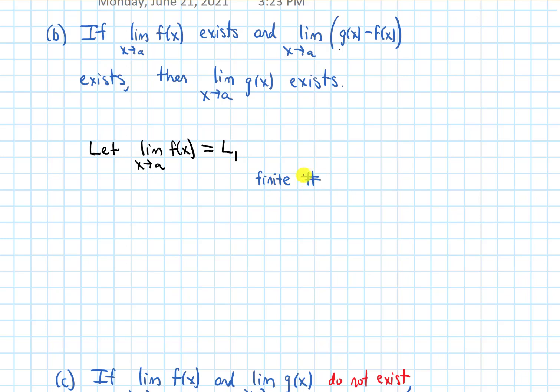I'll just write a hashtag to indicate it's a number. And the same thing has got to be true about this other limit, the limit as x approaches a of g of x minus f of x. It tells me that one exists as well, so let's say that this is L2, and that is a finite number because the problem tells me that limit exists. Okay, that's going to be my hint.